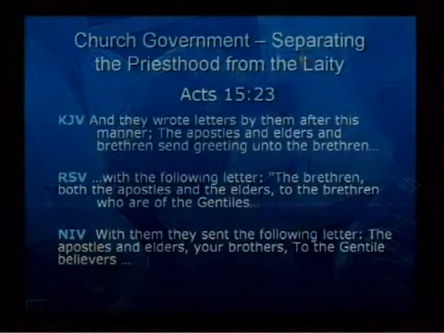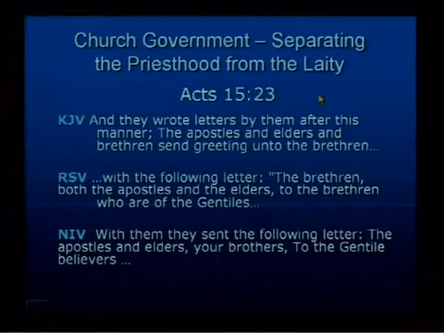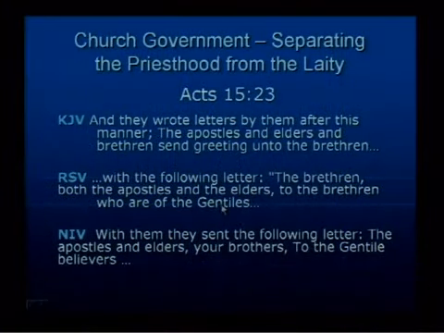I want you all to take note of this text. Everyone sitting here. This text is very important for you, and it's incredibly important for me. The whole church government is changed in Acts 15, verse 23. The King James: "And they wrote letters by them after this manner. The apostles and elders and brethren send greetings unto the brethren." Okay? Who sends these greetings and this information? The apostles, the elders, and the brethren send out the first apostolic letter to the churches. The RSV: "With the following letter, the brethren, both the apostles and elders, to the brethren who are of the Gentiles." The NIV: "With them they sent the following letter: The apostles and elders, your brothers, to the Gentile believers."